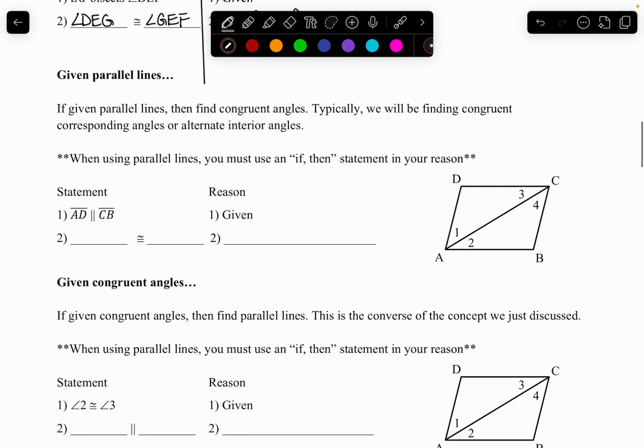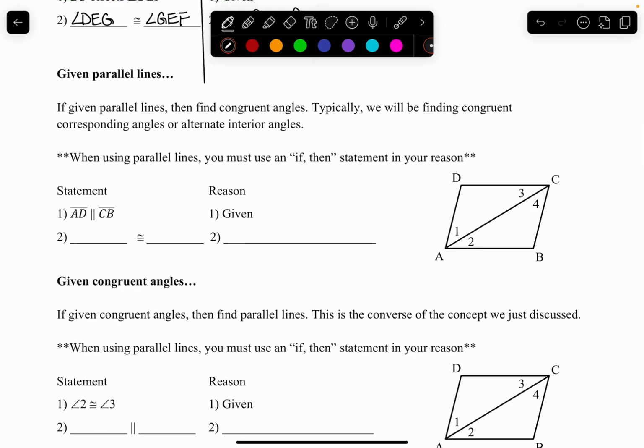Okay, if you are given parallel lines, this is one of the harder things to do, but anytime that you are given parallel lines, we have to find congruent angles. And I've been saying that in class. You guys, you have parallel lines, what are you looking for? And everybody's like, angle pairs. So that's what we're looking for, right? We're looking for congruent angles. Typically, we will be finding congruent corresponding angles or alternate interior angles. Those are the two main ones that we will see when dealing with proofs, okay?